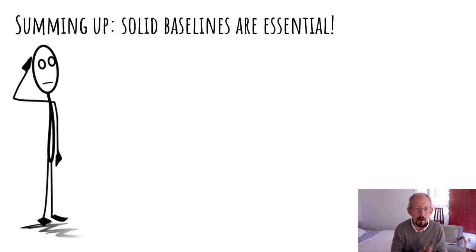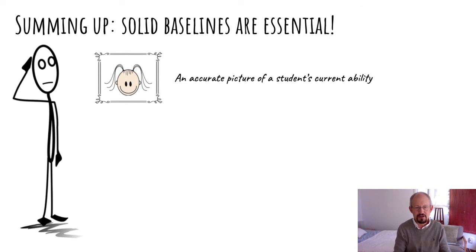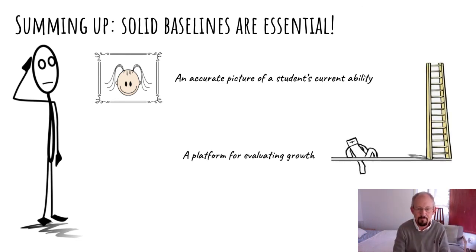So let me sum up, right? Basically, solid baselines are essential the same way that the foundation to a house is essential, right? What the baselines give us is an accurate picture of a student's current ability, right? Its current performance. And in order for that to be achieved, we must be confident that we've sufficiently sampled the situation to get that accurate picture, like a snapshot or a portrait, okay?